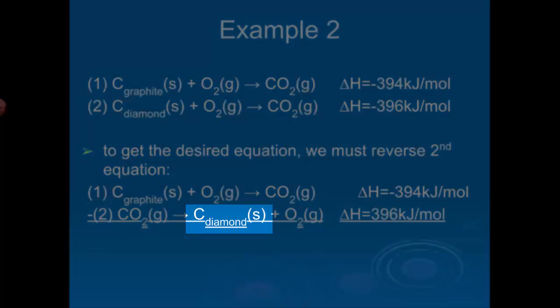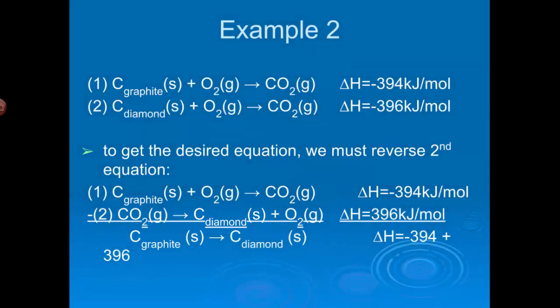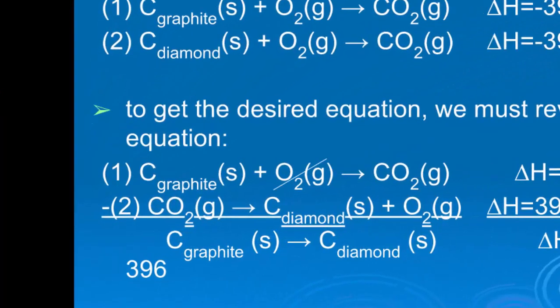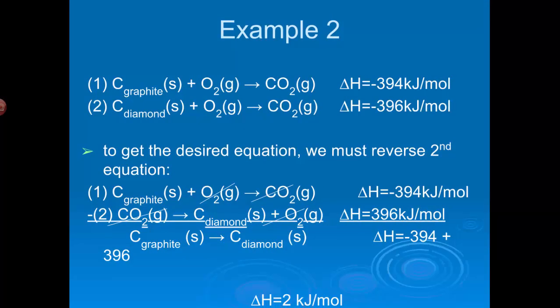Now we can add up the two delta H's, and we get a total of 2 kilojoules per mole. We can do that by crossing out anything that shows up on both sides of the equation. The oxygen shows up on both sides, so we can cross that out. The carbon dioxide shows up on both sides, so we can cross that out. All that leaves us with is graphite to diamond. We add the two delta H's together, negative 394 plus 396, and we get 2 kilojoules per mole. So delta H is 2 kilojoules per mole. In other words, you have to put some energy in to convert graphite into diamond.